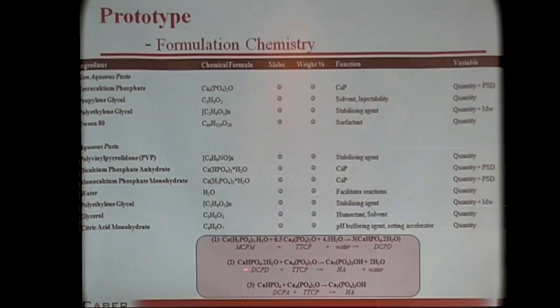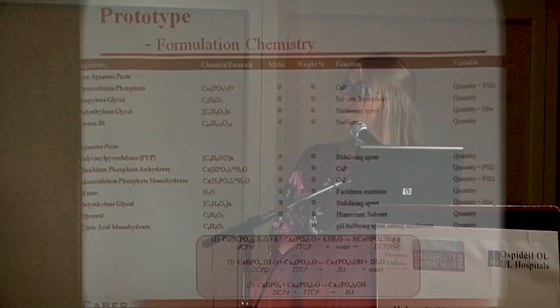Then reaction 2, the DCPD that's formed is going to react with the tetracalcium phosphate in the non-aqueous paste. While reaction 2 is happening, reaction 3 is also going on. We've got the DCPA here from the aqueous paste also reacting with the tetracalcium phosphate. Both reaction 2 and reaction 3 are going to form HA, hydroxyapatite, which is the end product of our cement.